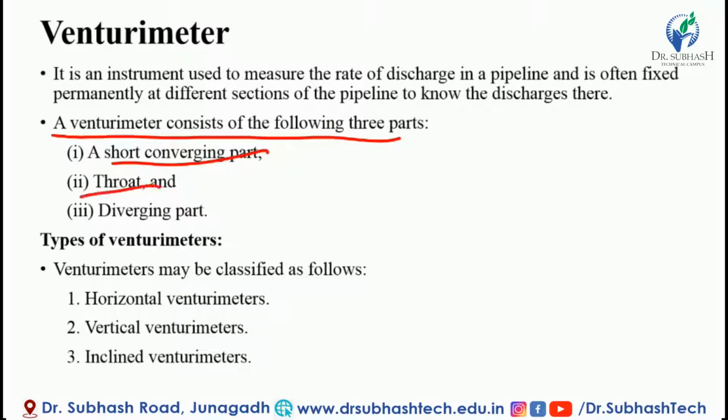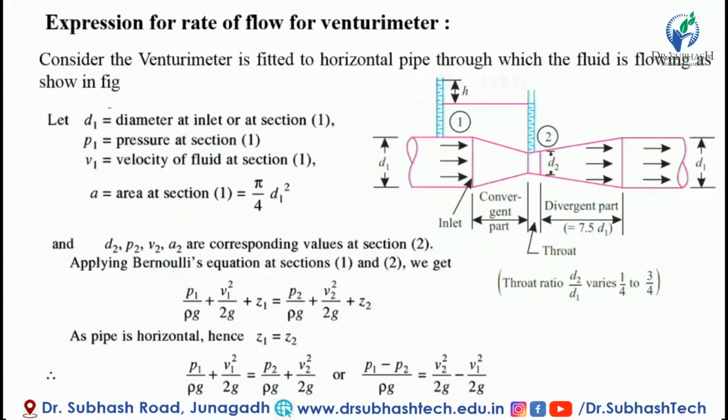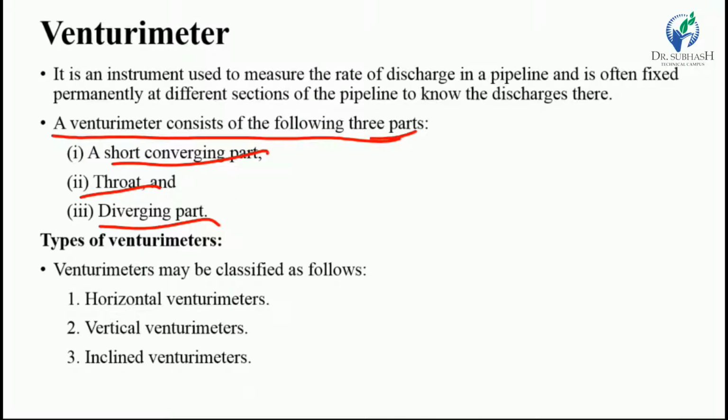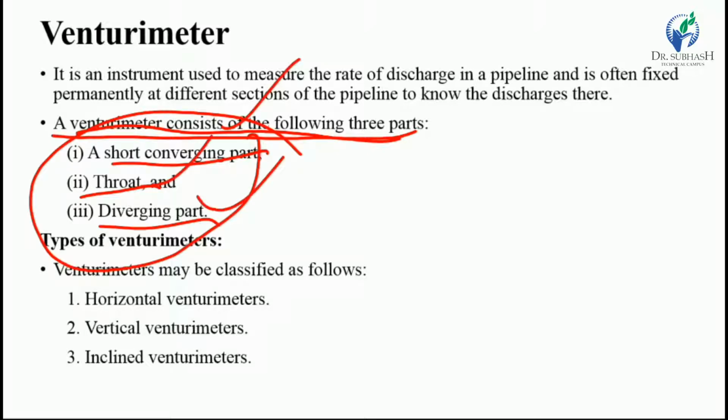converging, throat and diverging. This portion in the figure is the converging part of the Venturimeter. This portion of small diameter is the throat, and this section of the Venturimeter is the divergent part. So the Venturimeter mainly consists of three parts: converging, throat and diverging.